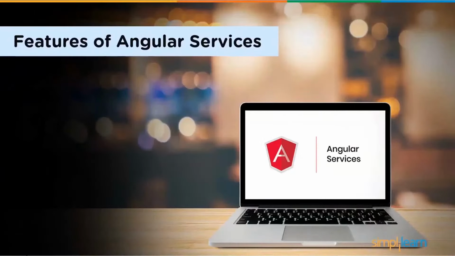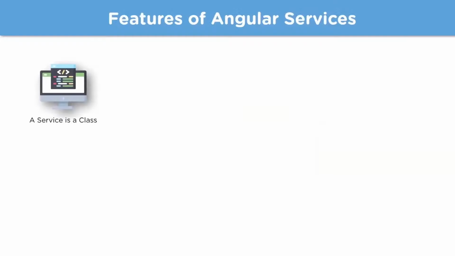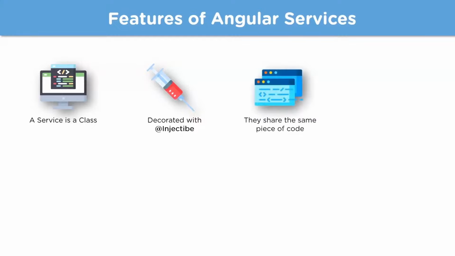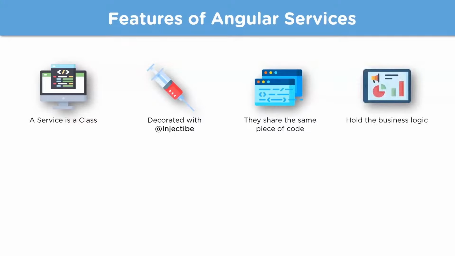So now let's talk about a few features of Angular services. Now typically an Angular service is simply a TypeScript class with an @Injectable decorator. This decorator tells Angular that the class is a service and can be injected into components that need that service. Now they can be used to share the same piece of code. They can also inject other services as dependencies. Now these services hold valuable business logic and can also be used to interact with the backend.